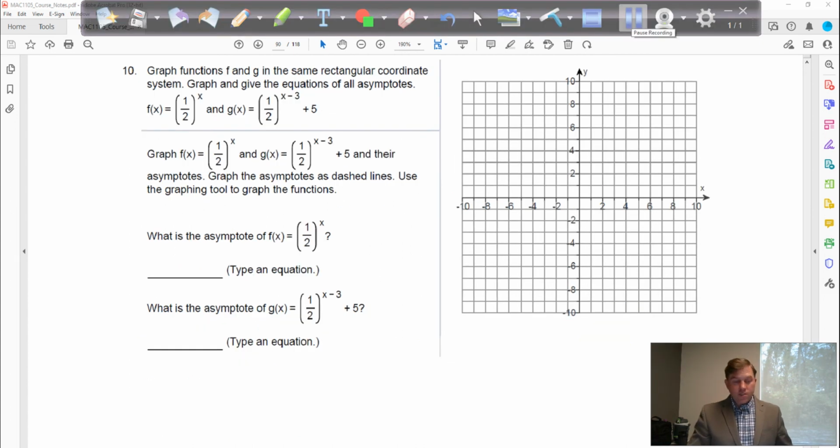Okay, for problem 10, we're going to have the base of 1/2. So we have the numbers for that in one of the previous problems, so I'm just going to kind of quickly sketch it in. When x is negative 3, you have 8.